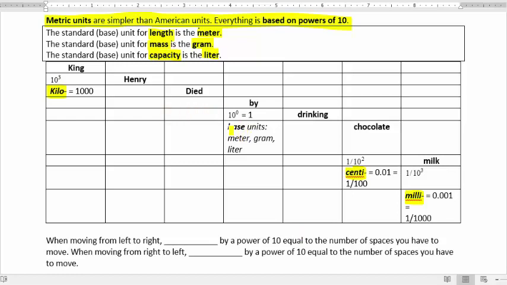All right. So in the middle here we have our base units: meter, gram, and liter. And I have this little mnemonic device here that I'm calling King Henry died by drinking chocolate milk. And this phrase will allow you to convert units in the metric system if you just remember King starts with K, Henry starts with H.